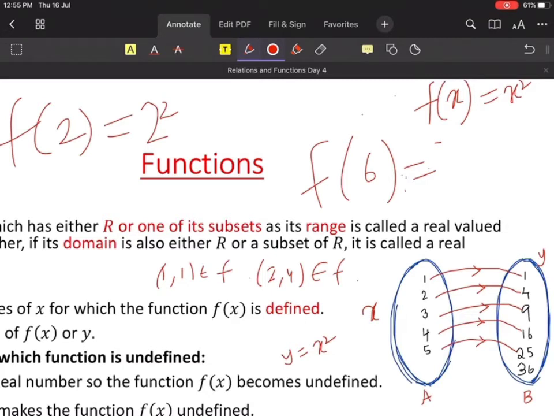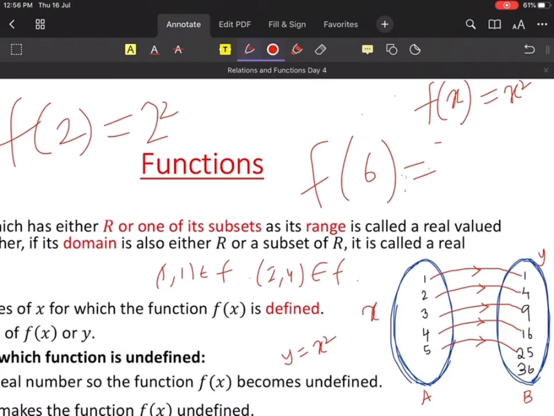Can anybody tell me why? There is no 6. Yes, that's the thing. For this function from A to B, what is f of 6? You don't see 6 in here, right? So if I don't see 6, how can I find f of 6? Do you understand that thing? Am I clear? Understood? So can I say, for the element 6, the function is undefined?